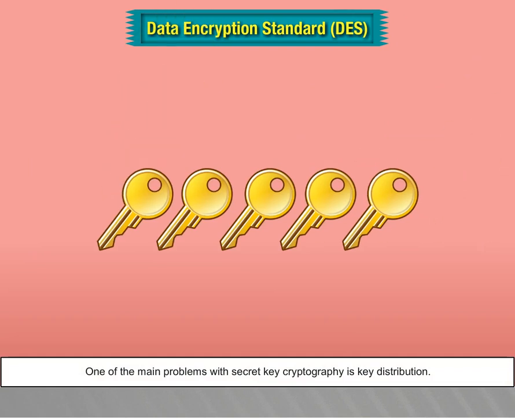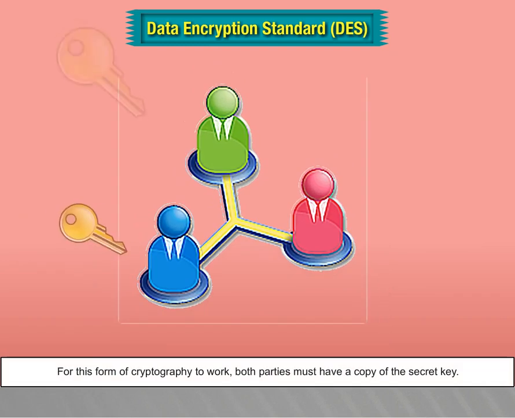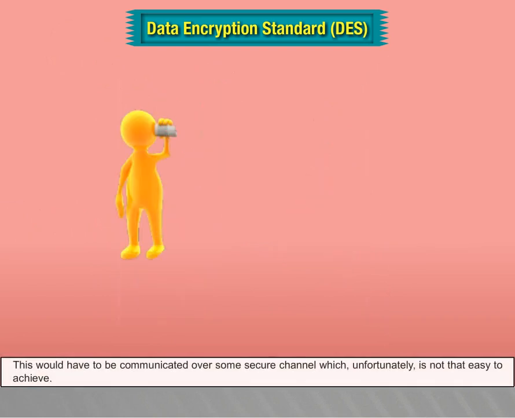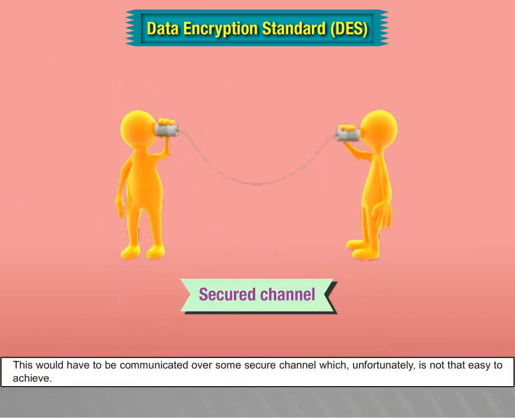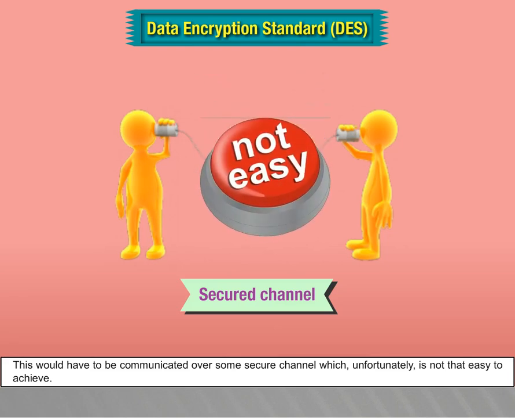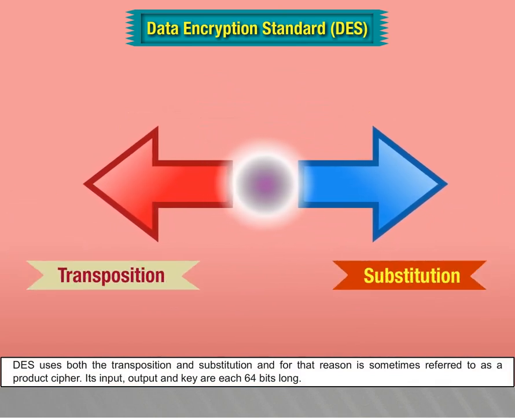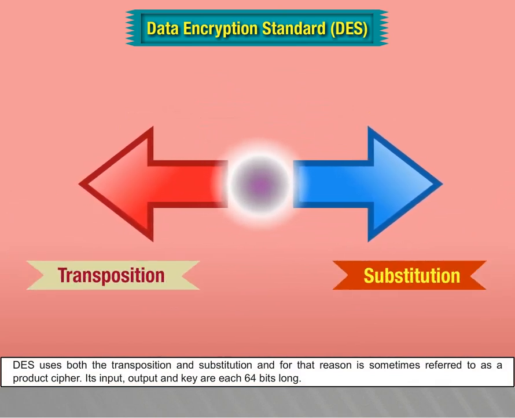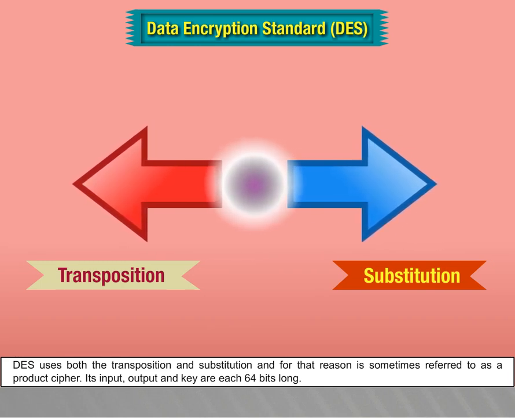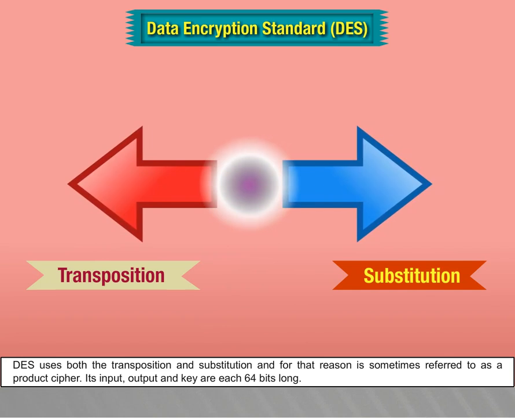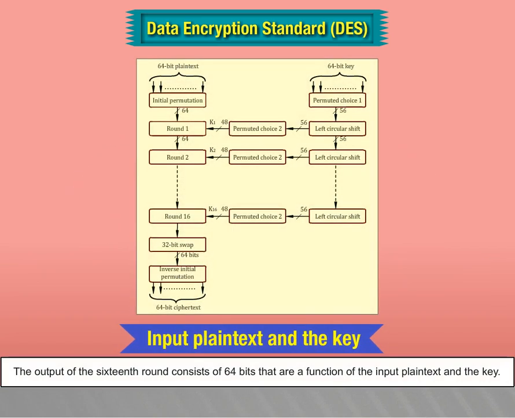One of the main problems with secret key cryptography is key distribution. For this form of cryptography to work, both parties must have a copy of the secret key. This would have to be communicated over some secure channel, which unfortunately is not that easy to achieve. DES uses both transposition and substitution, and for that reason is sometimes referred to as a product cipher. Its input, output, and key are each 64 bits long. The output of the 16th round consists of 64 bits that are a function of the input plaintext and the key.